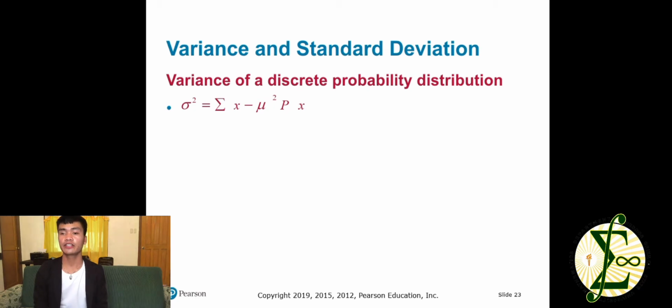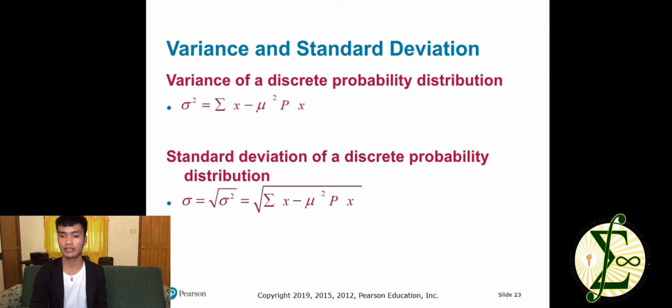The variance of the discrete probability distribution can be computed using the formula. So the variance, sigma squared, equals the summation of the quantity of x minus mean, squared, times the probability. Then the standard deviation of the discrete probability distribution is the square root of the variance. Thus, standard deviation is the square root of variance equals the square root of the summation of the quantity of x minus mean, squared, times the probability.